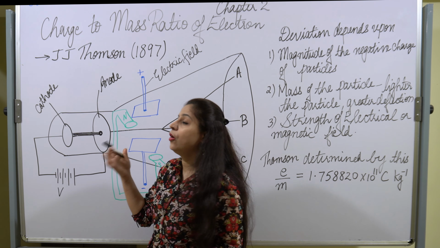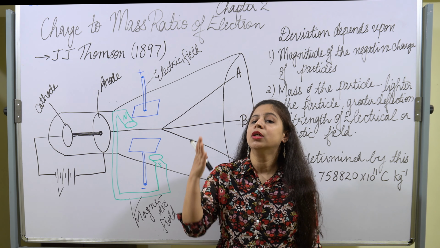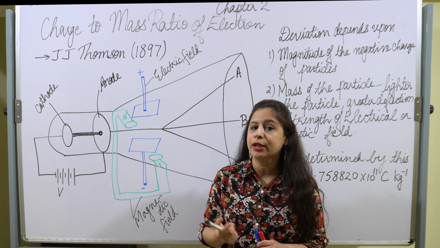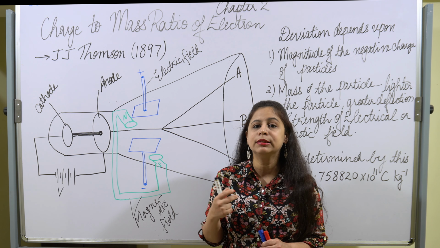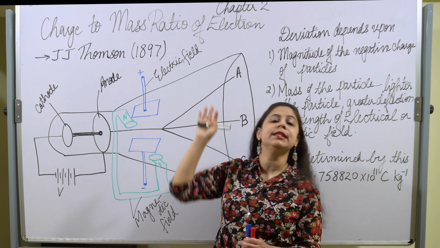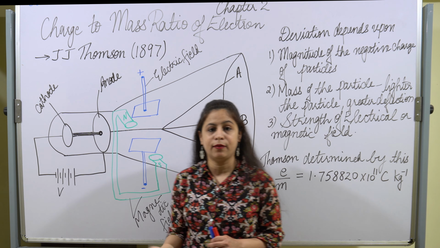And he observed the nature of the path of the particles. The particles, you already know now, are the electrons, because the discovery of electrons was done by then. He did this experiment in 1897.